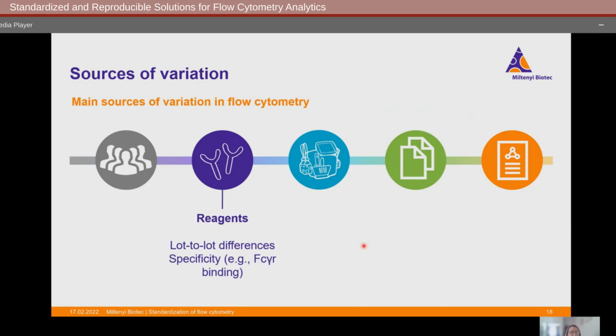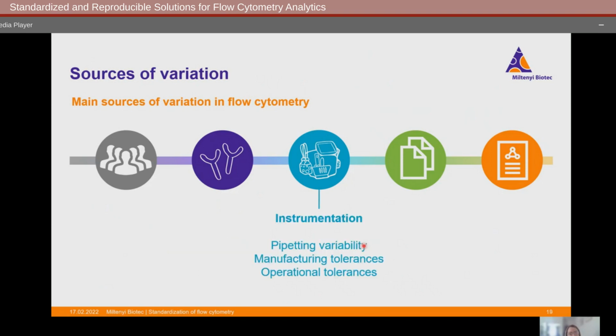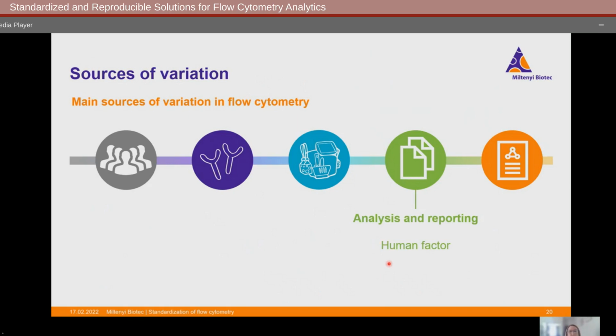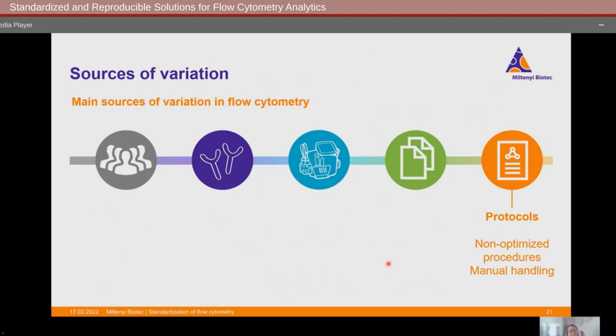Also going to go into a lot of depth on reagents, lot-to-lot differences, specificity, sensitivity of antibodies that are used in flow. We'll go into some solutions that Miltenyi has innovated on when it comes to instrumentation of our MACSQuant, innovation when it comes to analysis and reporting, things called express modes that I'll get into. And then, very briefly, just on the support we can provide when it comes to protocols, when you're working with non-optimized procedures and trying to get rid of manual handling.